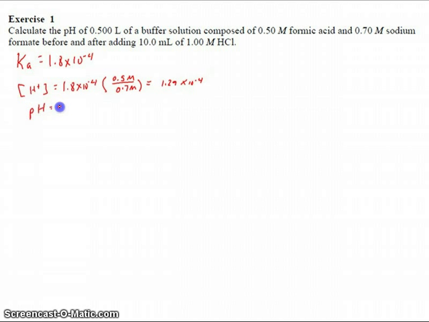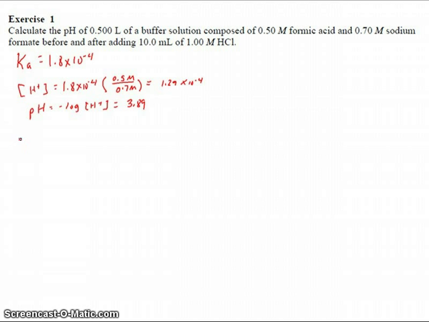And so it's a simple thing here. pH then is equal to the negative log of H plus. So if I take the negative log of 1.29 times 10 to the minus 4, that's a pH of about 3.89. So before I add anything, this buffer has a pH of 3.89.